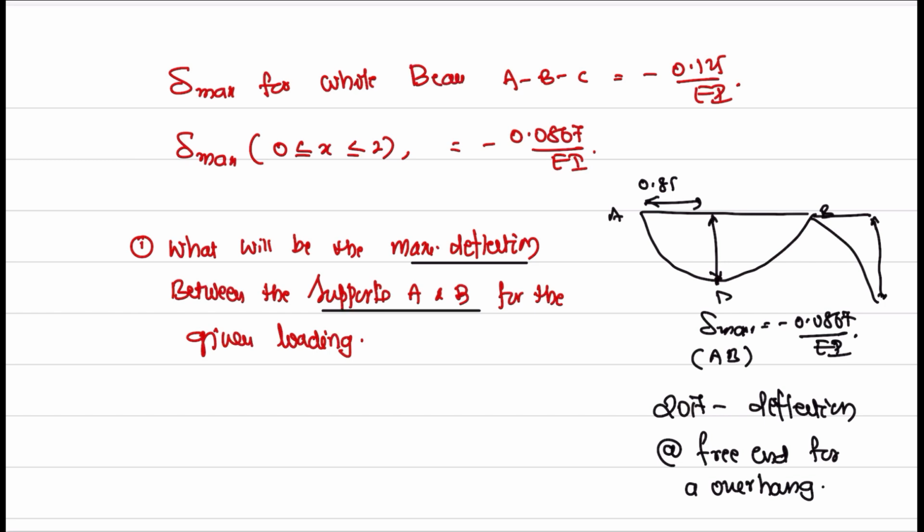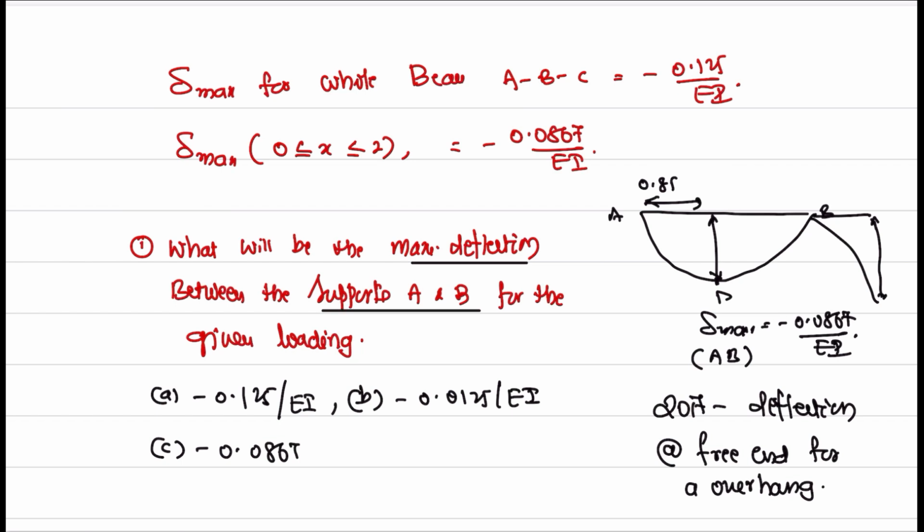Here, the options can be, and the first option itself will be misleading. A, minus 0.0125 by EI. B, minus 0.0125 by EI. C, minus 0.0867 by EI. D, minus 0.867 by EI.